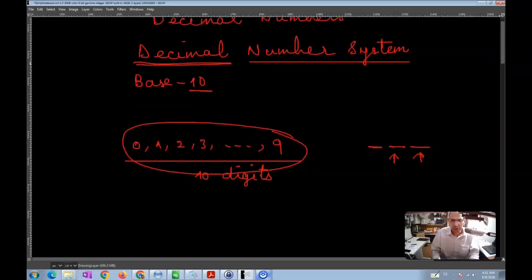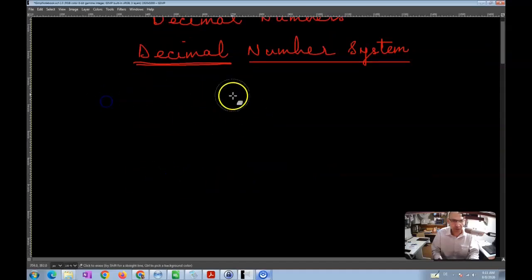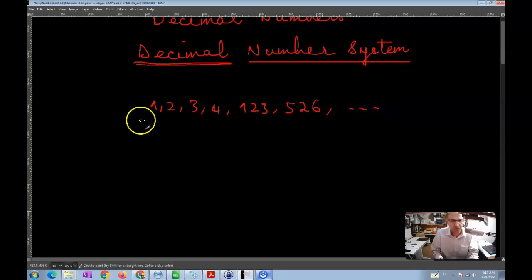Any number that we write in mathematics, or any number that is used among humans, is in the decimal number system. For example, a 1, a 2, a 3, a 4, for example, a 123, a 526, and so on and so forth. These are all numbers that have been created in the decimal number system. Okay.